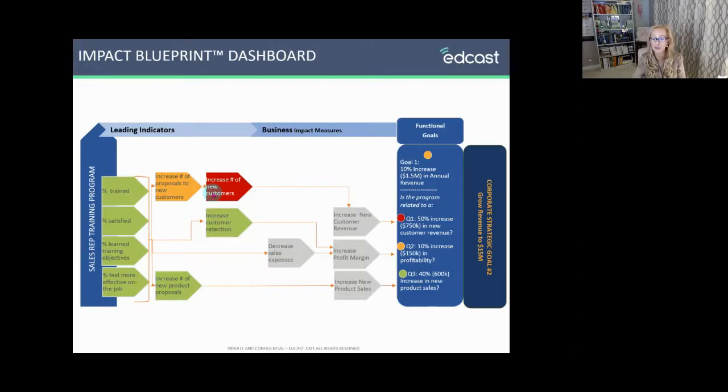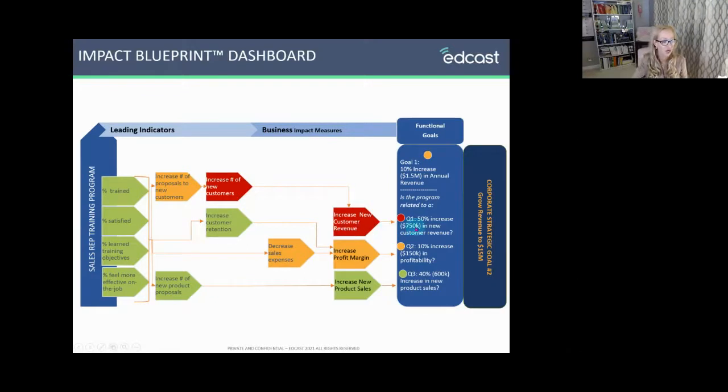So by using this impact map, you can share your results, your outcomes. All right, then the next quarter comes and we've got everything populated. So we use this impact map as our dashboard to show the value of the investment that we made in the sales training. We still weren't able to move the needle on this new customer revenue facet.